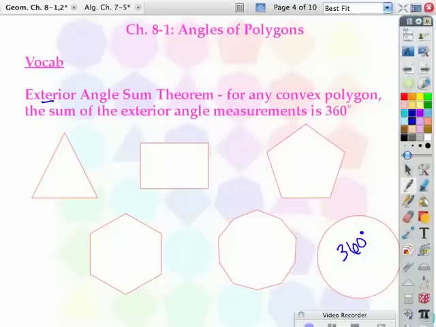Now, when you're looking at this exterior angle, also remember, exterior means extend a side. This right here would be an exterior angle. And then you continue in this way, extend the side, that would be an exterior angle, extend the side, that would be your exterior angle. So these three would add up to 360 degrees, and this works for all convex polygons.